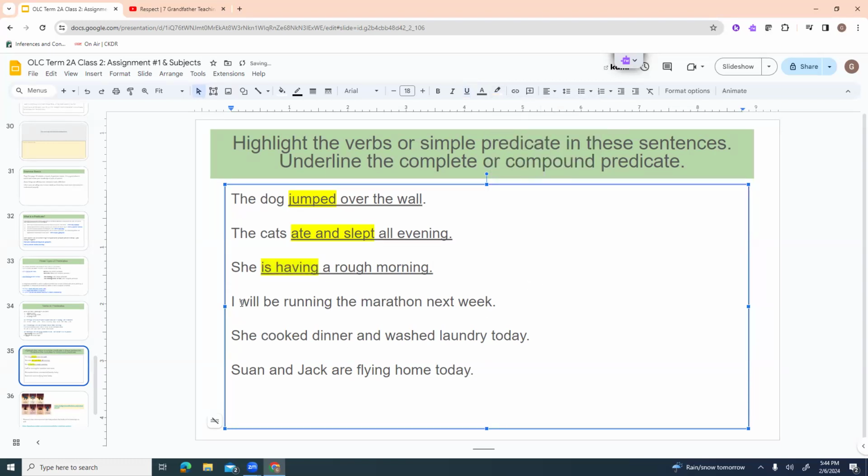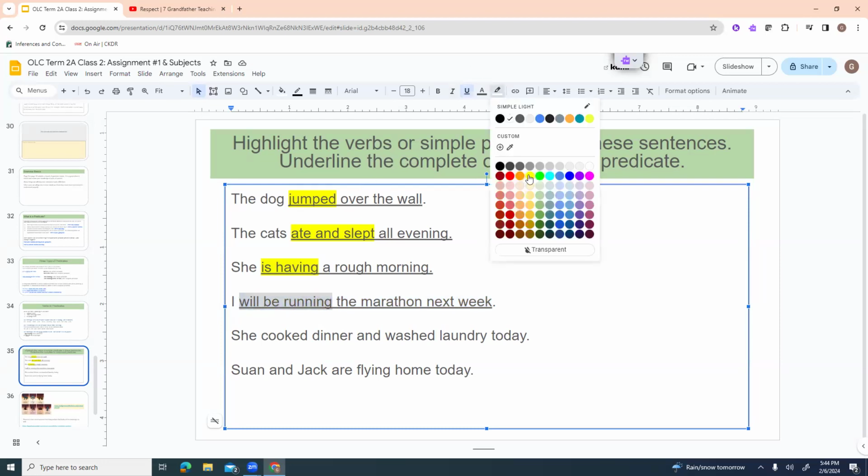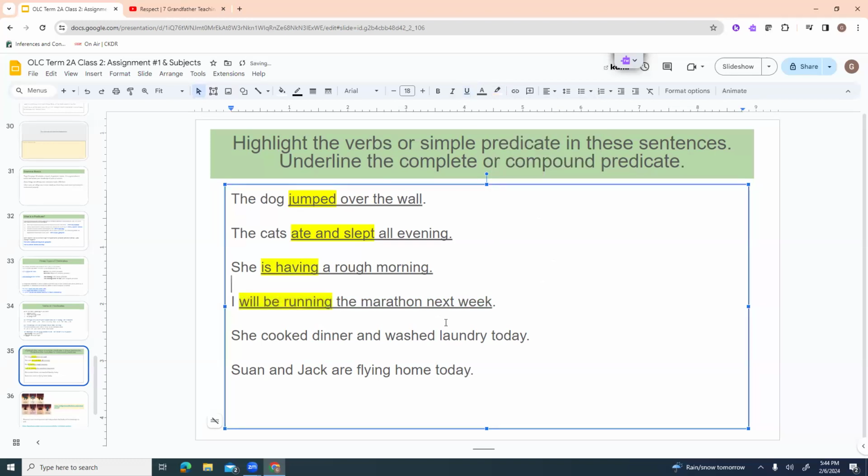I will be running the marathon next week. You can see the predicate is kind of the main part of the sentence, and that's why sometimes it can be really easy to just do the predicate and forget the subject. And like we talked about yesterday, in some different languages, the subject isn't really important. Some languages just use a little ending at the end of a verb that tells you where the subject is.